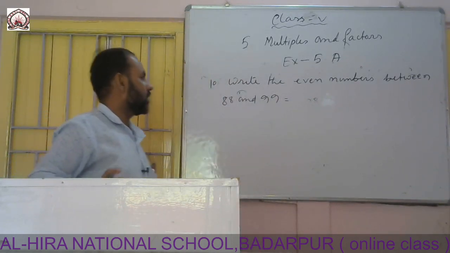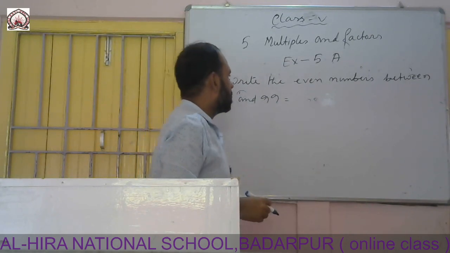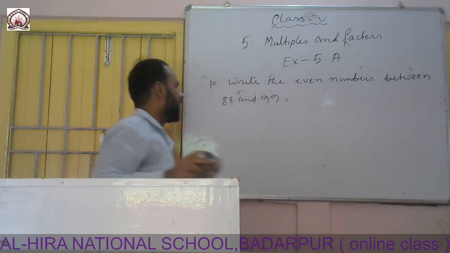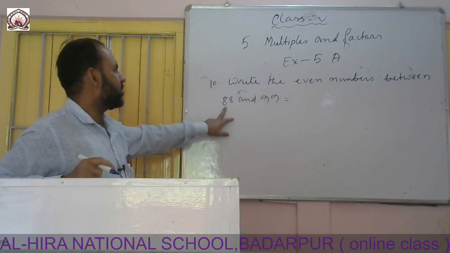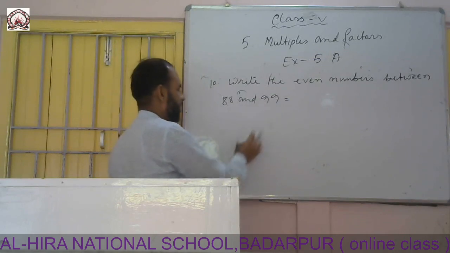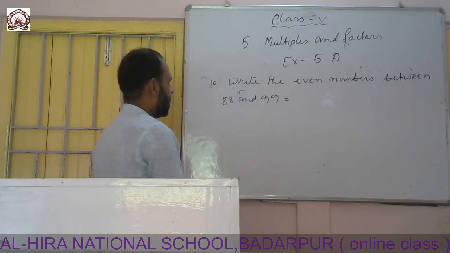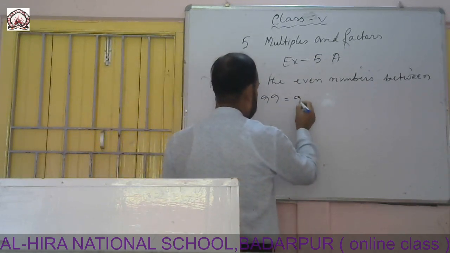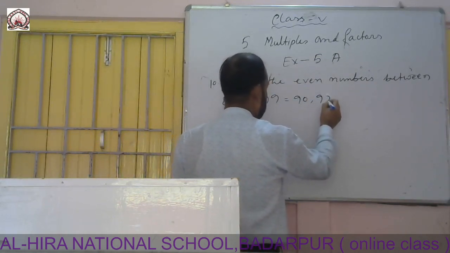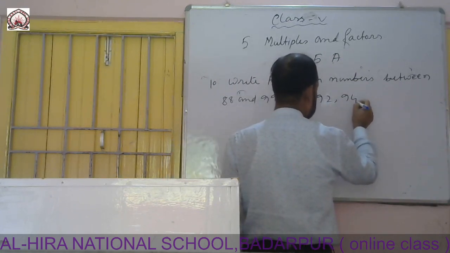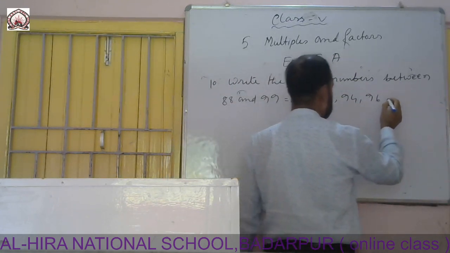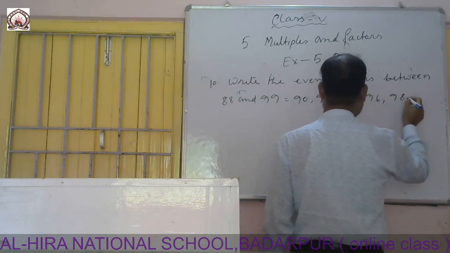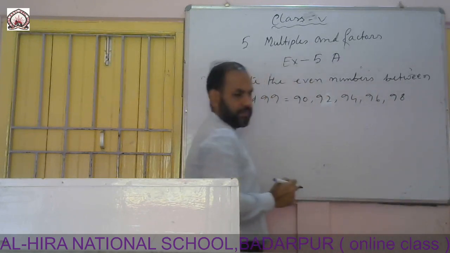So we know multiples of 2 are even numbers. So here we write between 88 and 99. So 88, then 89 is an odd number, 90, 92, 94, 96, 98, up to this much.